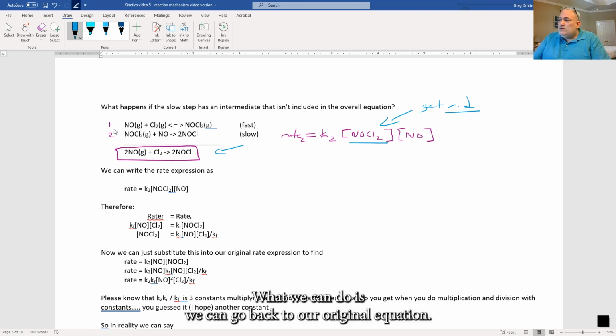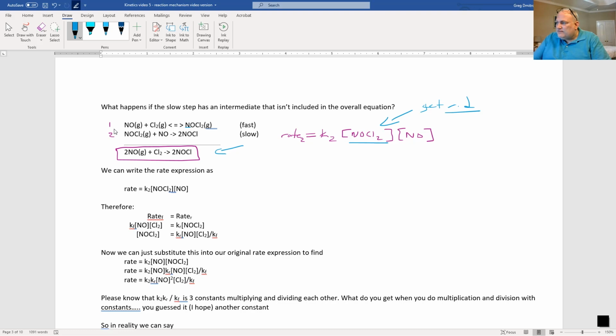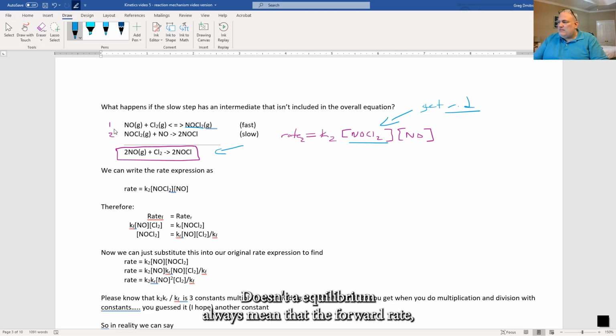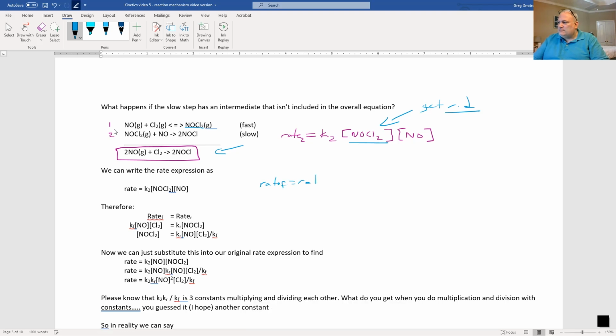What we can do is go back to our original equation, and do you see how there's a NOCl2 here? What we can do is use this as an equilibrium and substitute out NOCl2 in the rate law. And what do I mean? Well, if this first step is an equilibrium, doesn't an equilibrium always mean that the forward rate is always equal to the reverse rate? Isn't that just true? That's what an equilibrium is. The forward rate is equal to the reverse rate.